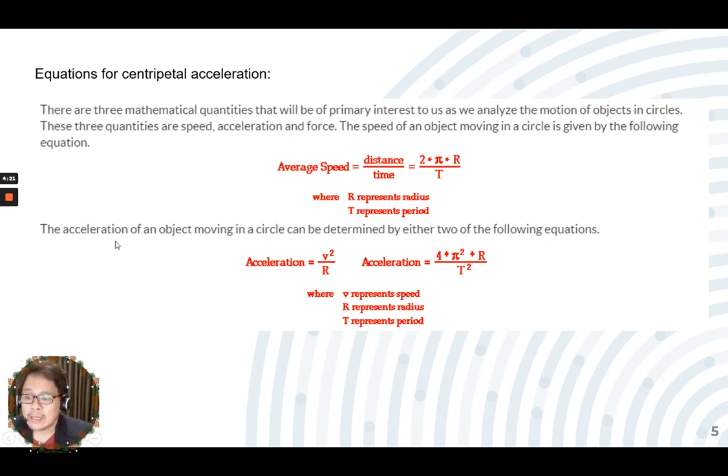The acceleration of an object moving in a circle can be determined by either of the following equations. So a is equal to v squared over r. Since we have v as 2 pi r over T, we substitute it into v squared. Upon substitution, you will get this equation, 4 pi squared r over T squared. Please take note of the definition of capital R and capital T here.